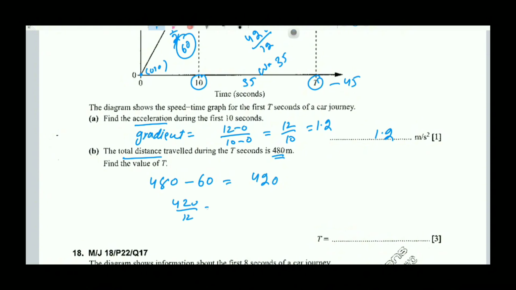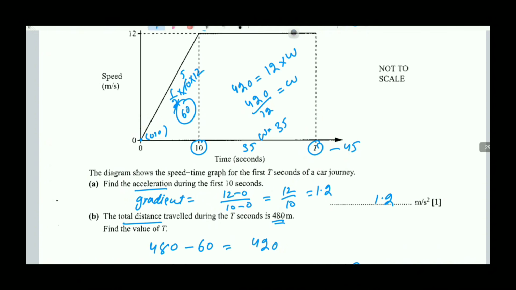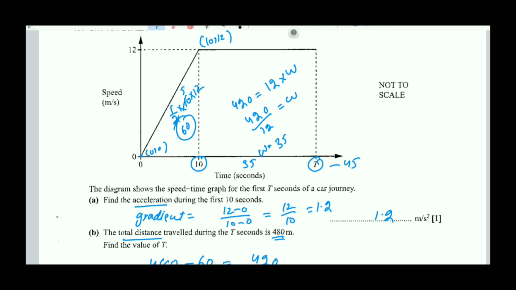420 over 12 is equal to W, 35. So 35 plus 10 is equal to 45. 45 is T. So this is the way how you can solve these types of questions.